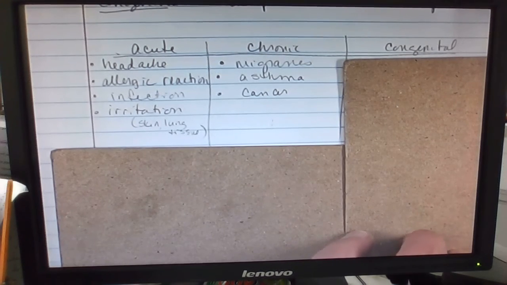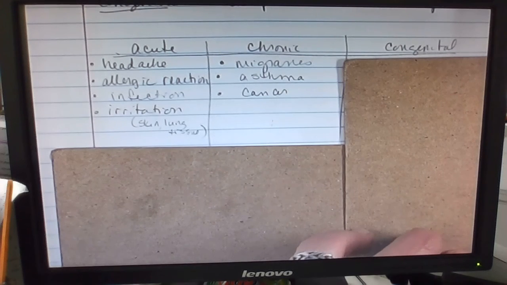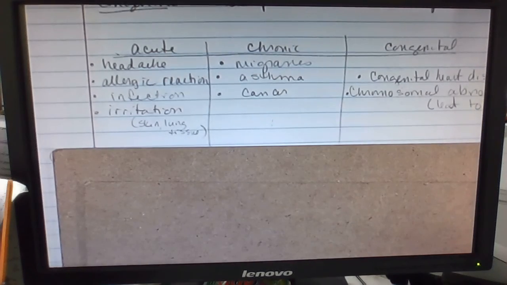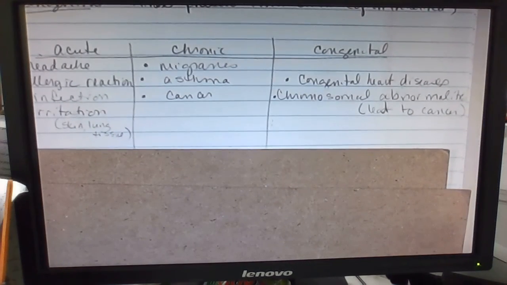But cancers do have treatments too. I mean, there's some people that get cancer and then they're in remission. Not all of them are fatal, but some of them are. Congenital heart disease, that means you're born with issues of the heart. Chromosomal abnormalities, they could lead to cancer. Some chromosomal abnormalities are so bad that the baby is born but doesn't survive very long.